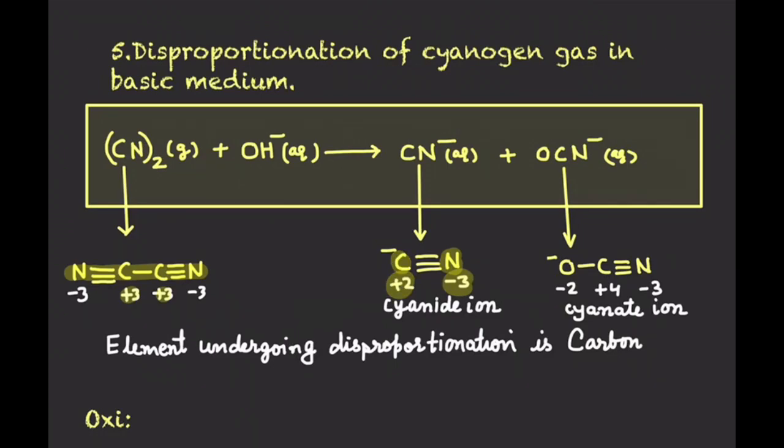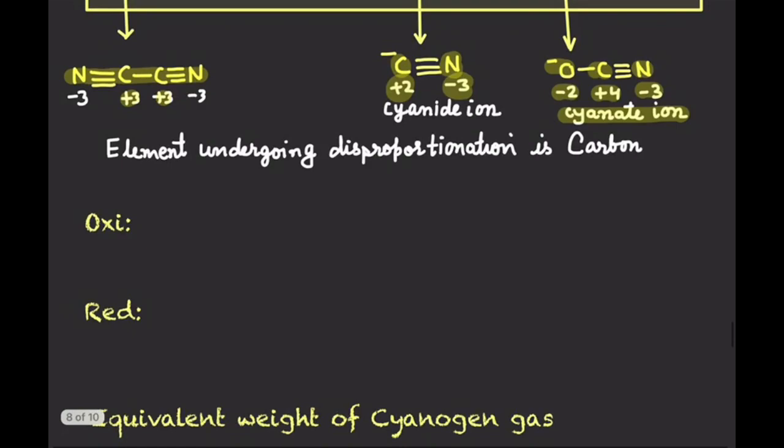In cyanate ion, which is obtained from cyanic acid, HOCN, oxygen is present in -2, carbon is present in +4 and nitrogen is present in -3. So nitrogen is not changing its oxidation number, carbon is changing its oxidation number. It is moving from +3 to +2 and +4. So there is disproportionation of carbon atom in cyanogen gas in basic medium. Let us balance this reaction.